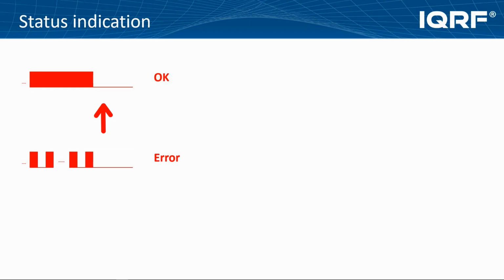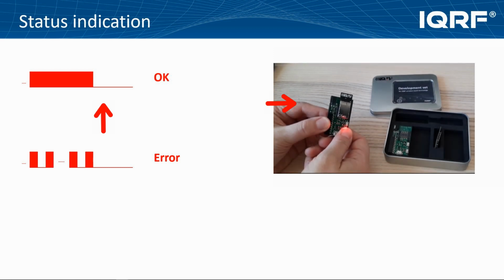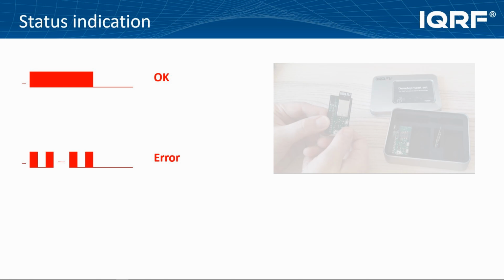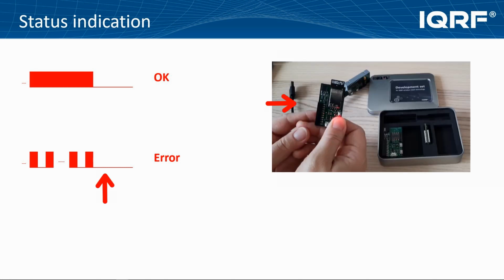If the action of the selected menu item is carried out successfully, it is indicated by a permanent light of the LED of approximately 0.5 seconds. Failure is indicated by LED flashing.